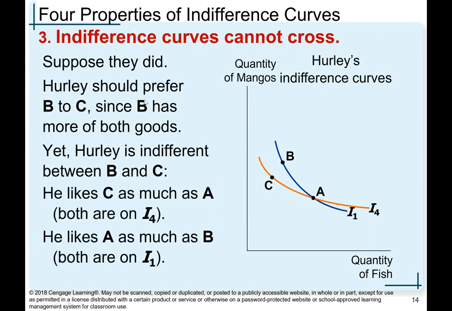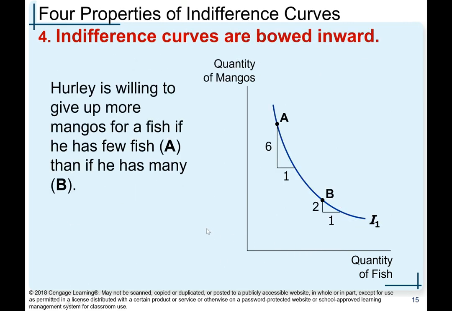Number 3, indifference curves cannot cross. That is a logical inconsistency. Harley should prefer B to C because B is on a higher indifference curve. Yet Harley is indifferent between B and C. He likes C as much as A, both are on I4. He likes A as much as B, both are on I1. As you can see, indifference curves cannot cross.